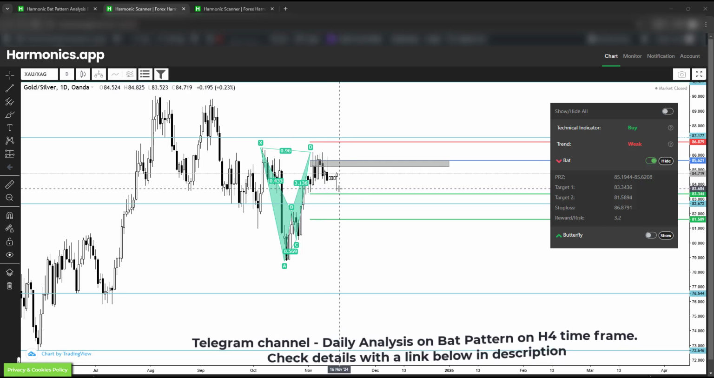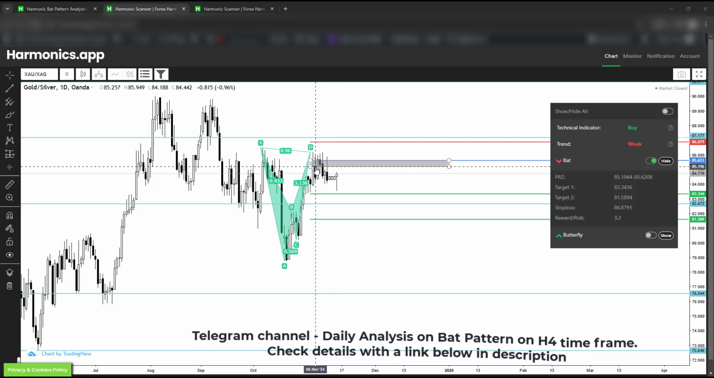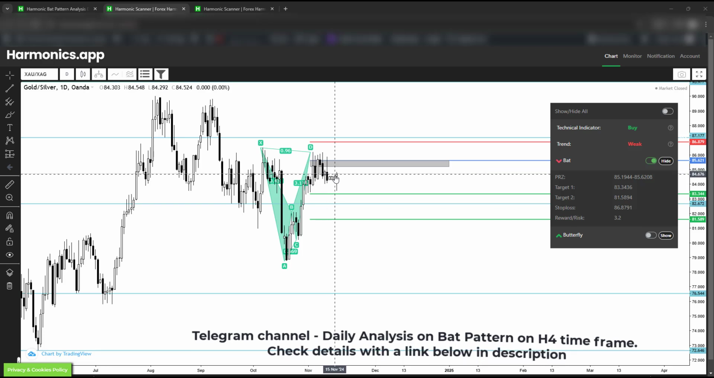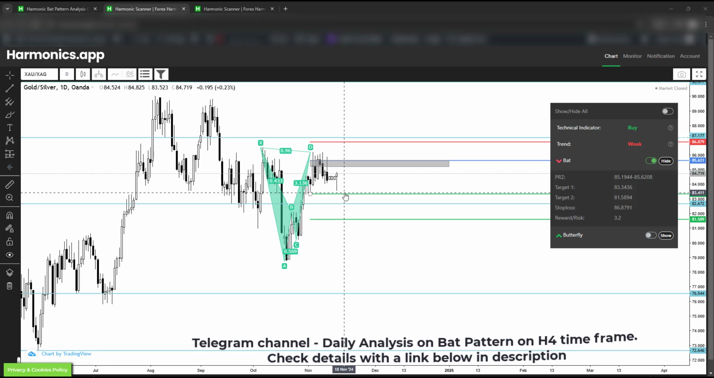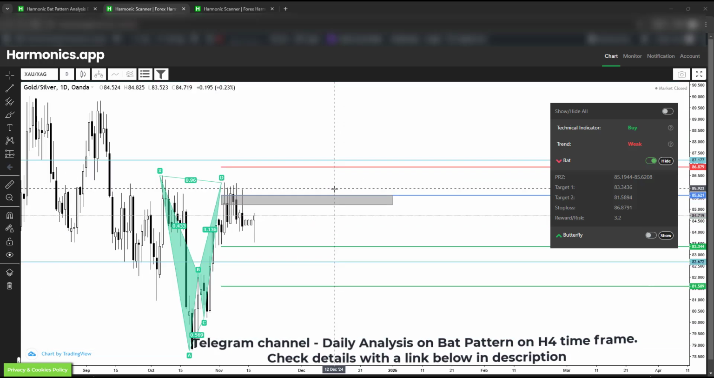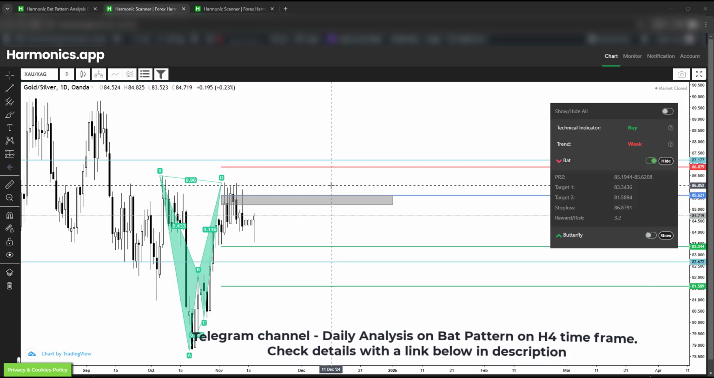This also meant that the price is still acting in the direction of this bearish bat pattern, which is suggesting a further decline in value. So this bearish bat pattern is still active, and I will still watch this one in the next week analysis.